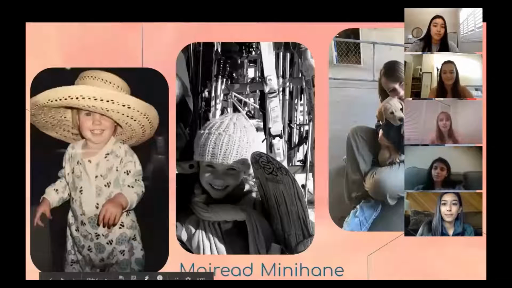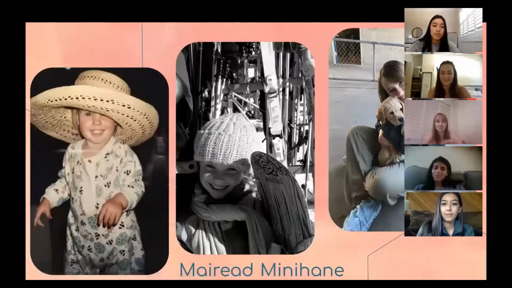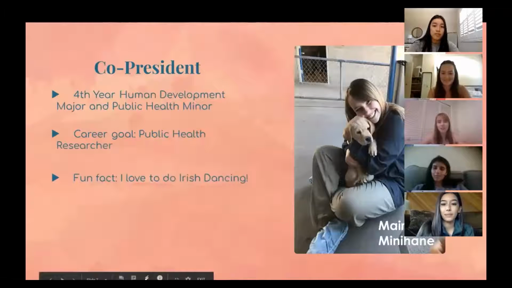So I'm Mairead. These are my pictures, me as a baby or toddler, then middle, and then me currently. So I'm the other co-president. I'm a fourth-year human development major with a public health minor. My career goal is to go into public health and do research. A fun fact, I do Irish dancing. I've been doing it for the past 15 or 16 years.